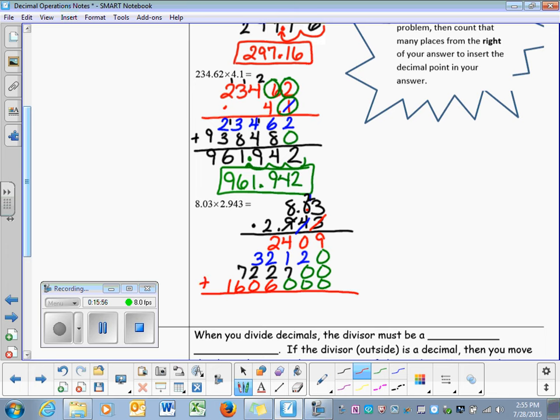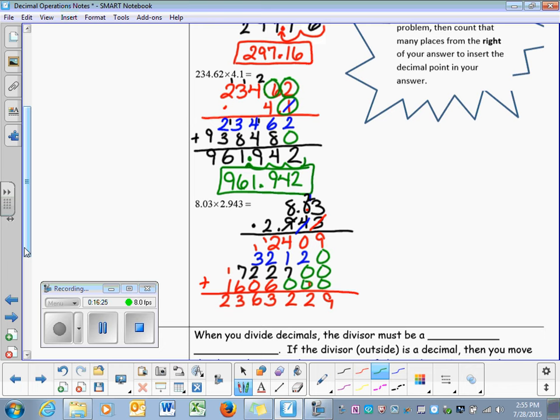I need to add these up. 9 plus 0 is 9. 2 plus 0 is 2. 4 plus 1 is 5. Plus 7 is 12. Carry the 1. 1 plus 2 is 3. Plus 2 is 5. Plus 2 is 7. Plus 6 is 13. 1 plus 3 is 4. Plus 2 is 6. 6 plus 7 is 13. And 1 plus 1 is 2.